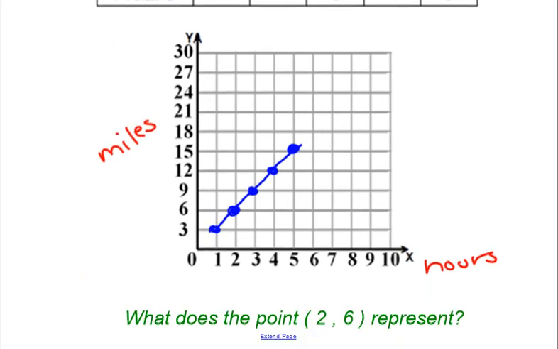If we look at our question, it's going to ask us about our graph again. So, what does the point 2, 6 represent? Well, the 2 is the x, the 6 is the y. So go to your graph. 2 up 6. What does this mean? Well, the 2 is on the hours, so in 2 hours, she walks 6 miles. Again, in 2 hours, she walks 6 miles.